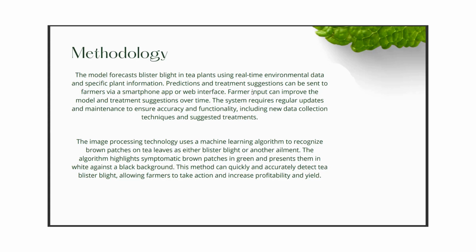As we all know, this technology helps to detect the blister blight disease in tea plants. They have also developed a system that uses a computer program to look for the brown patches on the tea leaves and figure out whether it's caused by blister blight or something else. The program then shows the brown patches in a different color, making it easier for the farmers to see whether it is a disease or not. This method is really fast and accurate.